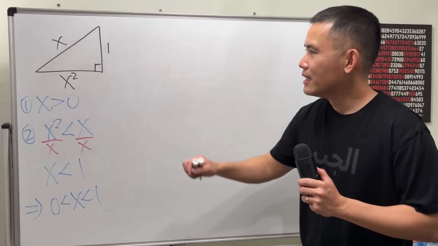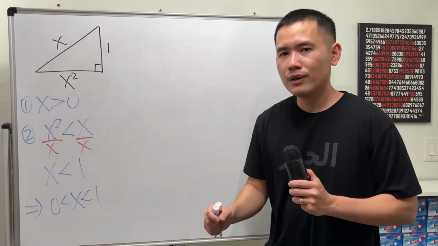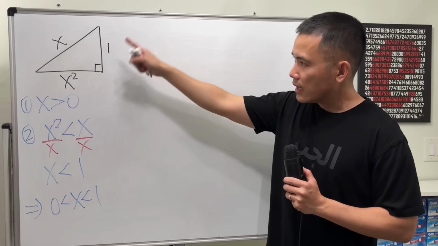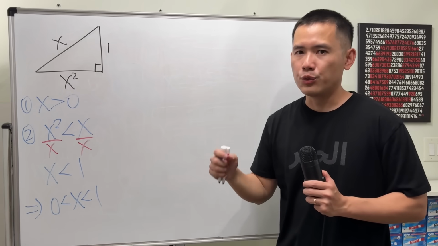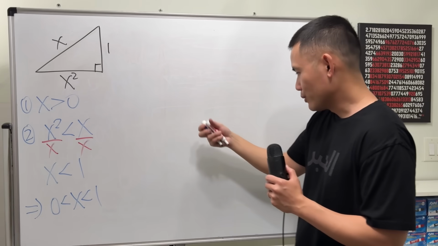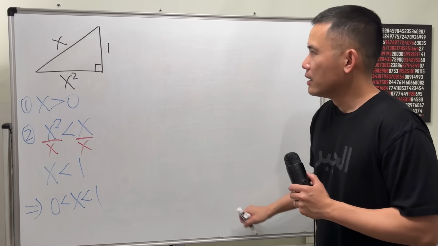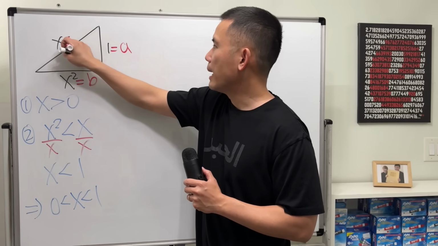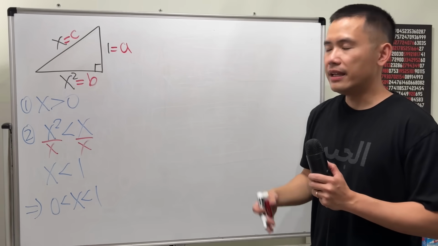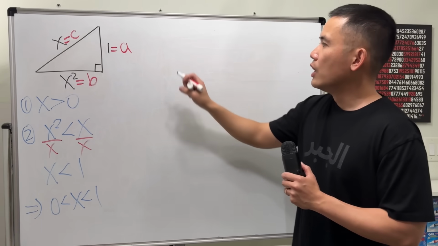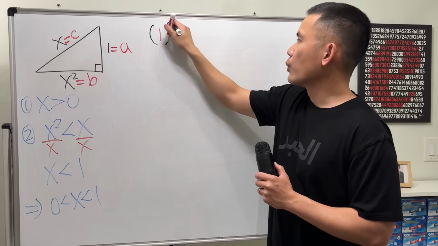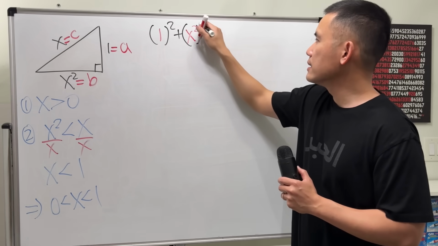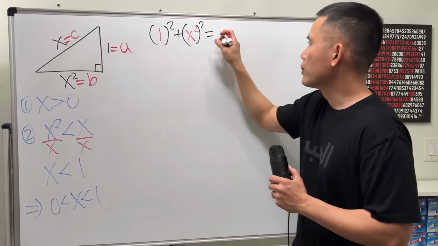But don't forget, because I put this triangle as a right triangle, we will have to ask ourselves, does this satisfy the Pythagorean theorem? Well, we don't know yet. Let's go ahead and find out. So first, I will call this side a, this side b, and the hypotenuse c. And then a squared plus b squared is equal to c squared. We must have 1 squared plus b, which is x squared, and then square that. That has to be equal to c squared, which is x squared.